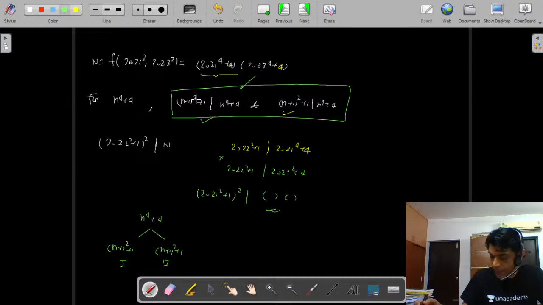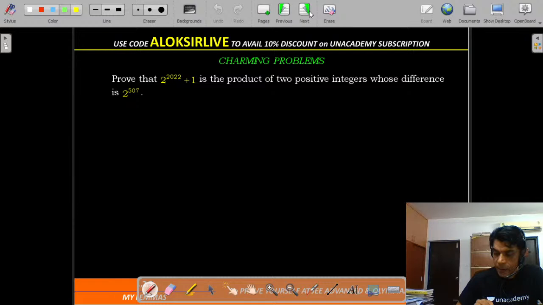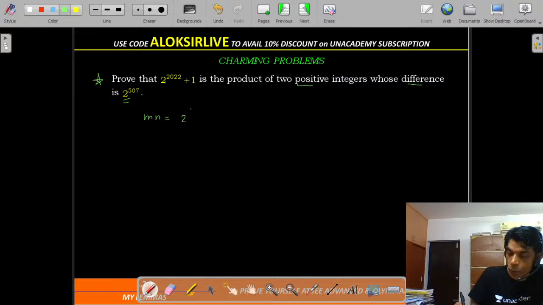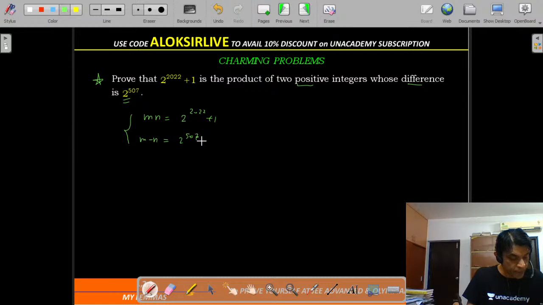And then of course, this is simple. This is again number 2 or something. Prove that this is the product of two positive integers whose difference is 2 to the 507. Now, if somebody did not know Sophie Germain, he can still do it, like a class 7 boy or girl. He would say, okay, I want mn such that mn equals 2 to the 2022 plus 1, and I want m minus n to be 2 to the 507. You can give it to your younger brothers and sisters, who will of course attempt it.